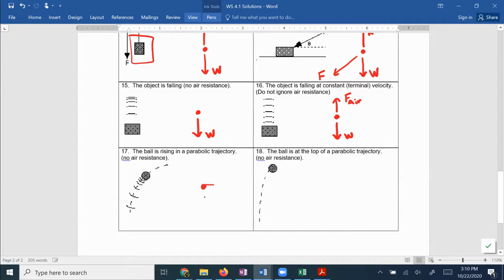And then number 17 and 18 are trying to trick you because it's traveling sideways. But of course, remember, forces can only be applied by things that are touching it or the force of gravity. In this case, the force of gravity is the only thing that can apply a force because nothing else is touching it. So it doesn't matter if it's at the top or middle of its trajectory. It is only the weight force because there's nothing touching it, right? So that's it.